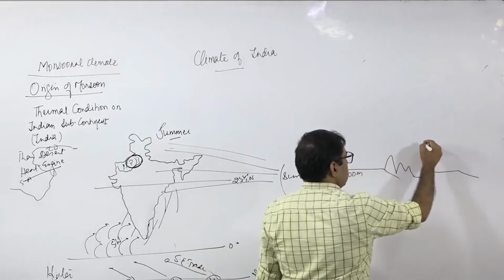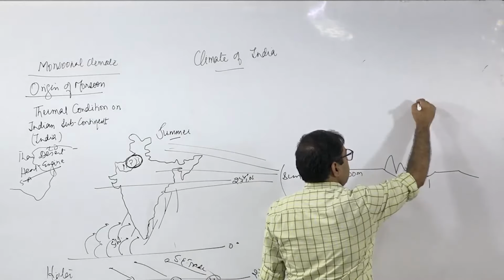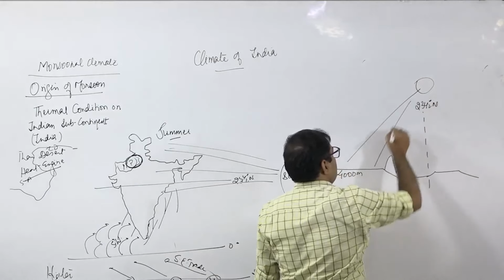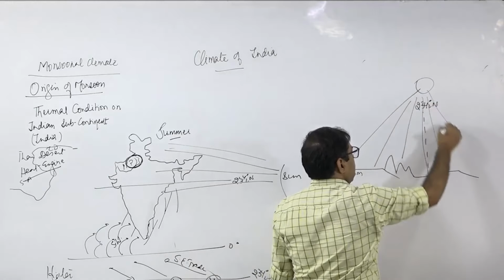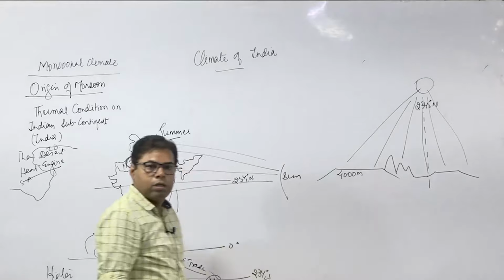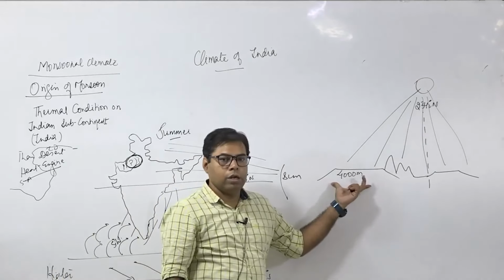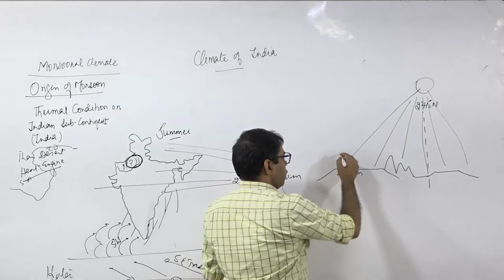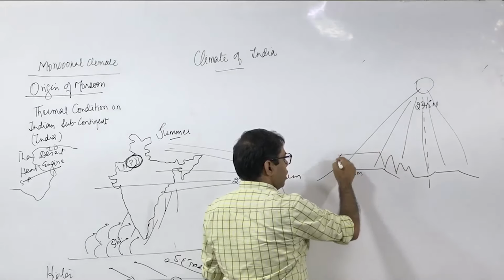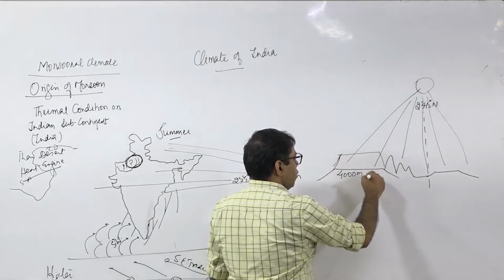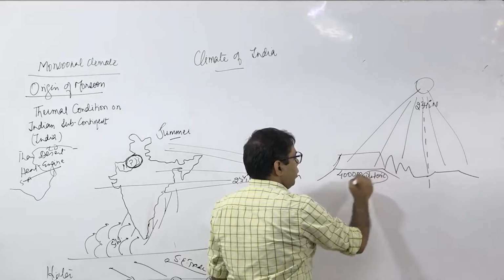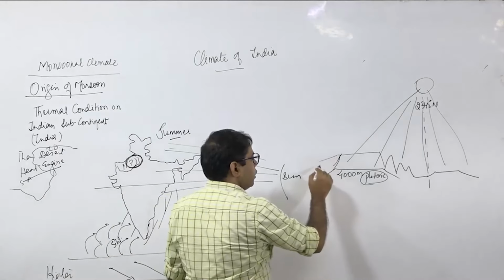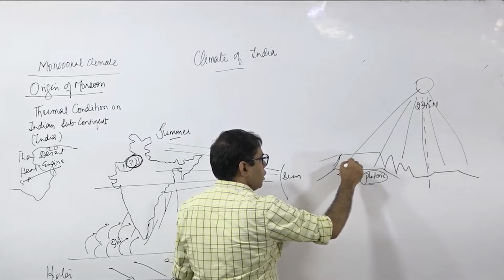So the sun rays are located over the 23.5 degree north latitude. This is the position of the sun. So the Tibet plateau will also be receiving equal heat. The Tibet plateau is the largest plateau of the world. So what is happening here? It is plutonic rock, so the heat absorbing capacity will be more, right? It absorbs more heat than the surrounding areas, so the temperature is rising here.